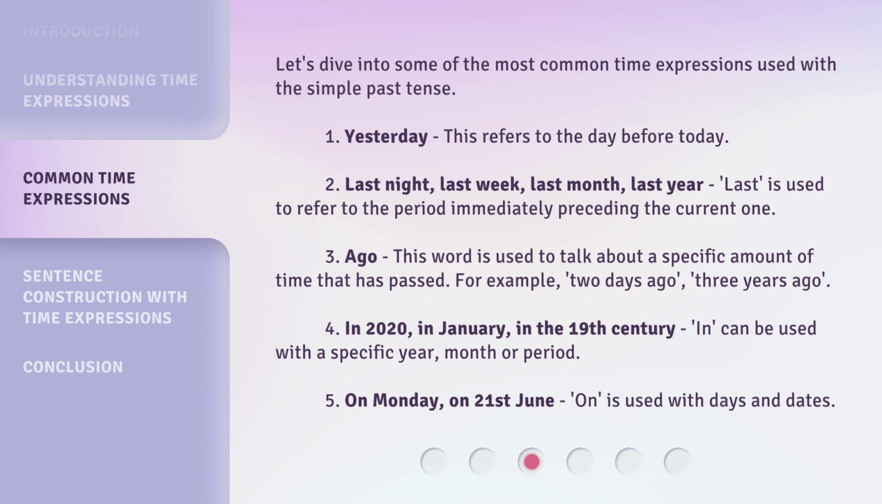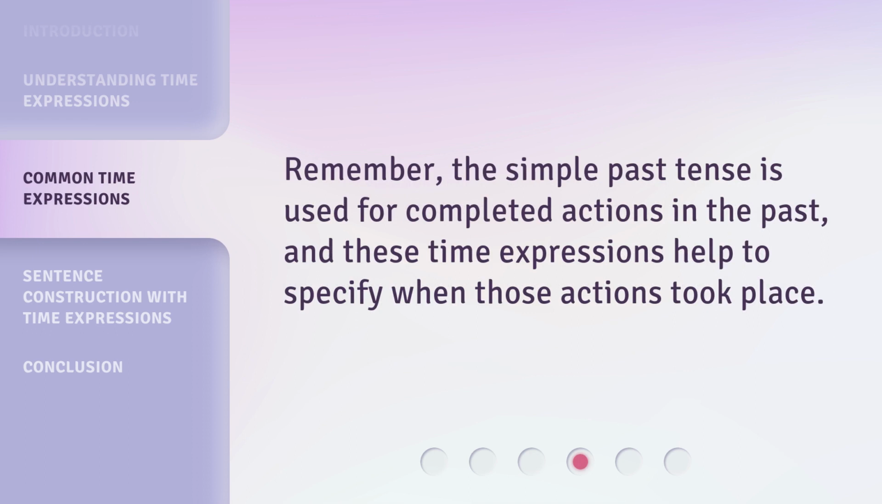4. In 2020, in January, in the 19th century. In can be used with a specific year, month or period. 5. On Monday, on the 21st of June. On is used with days and dates. Remember, the simple past tense is used for completed actions in the past, and these time expressions help to specify when those actions took place.